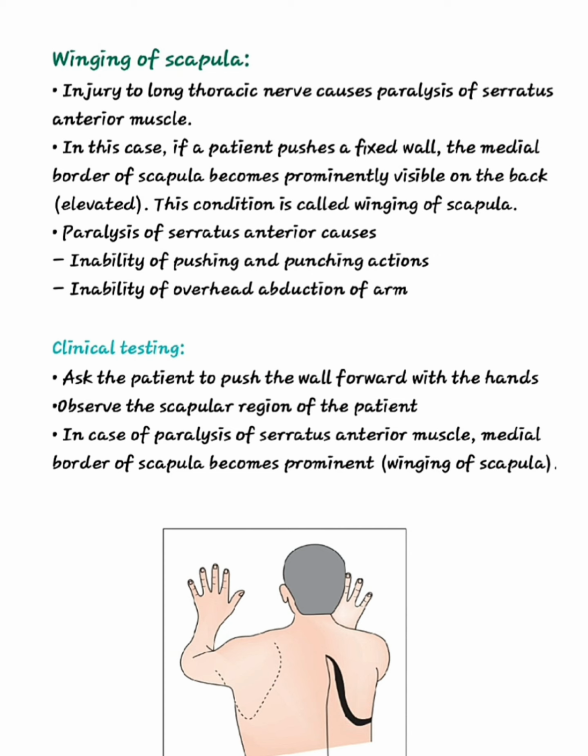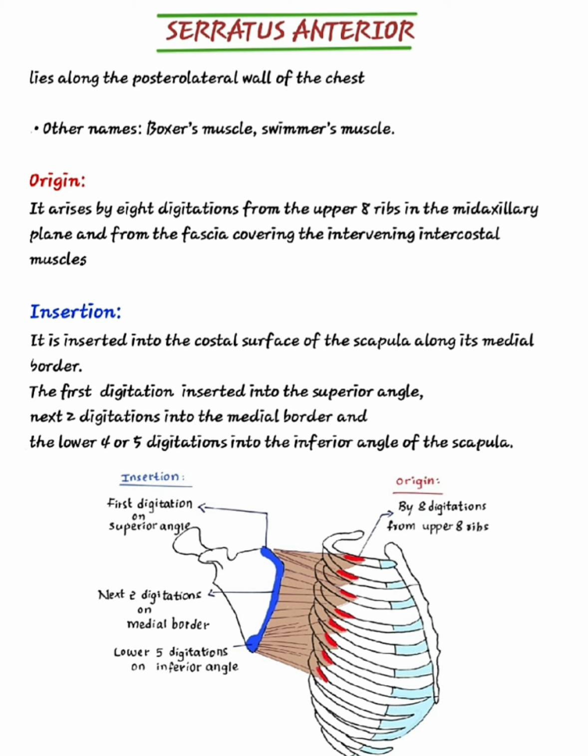Winging of scapula. Now let us review serratus anterior. Origin: it arises by digitations from the upper eight ribs and from the fascia covering the intervening intercostal muscles. Insertion: it is inserted into the costal surface of the scapula along its medial border. It is supplied by the long thoracic nerve, C5, C6, C7.